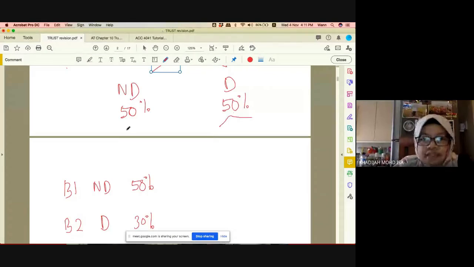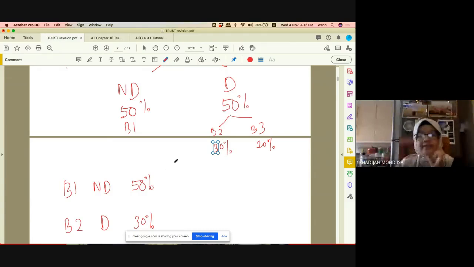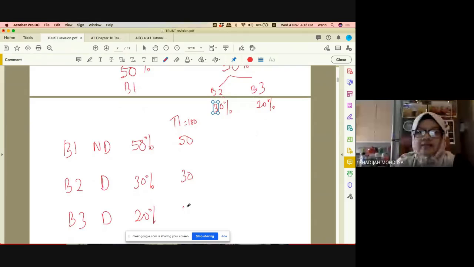So beneficiary 1 is 50%. The discretionary portion you're going to divide between B2 and B3. So B2 gets 30%, and this one is 20%. You get that? So let's assume that the total trust income is 100. So assuming that is 100, what you do is this one is based on total income. So here you get 50 and here you get 30 and 20. Do you get that? Okay.